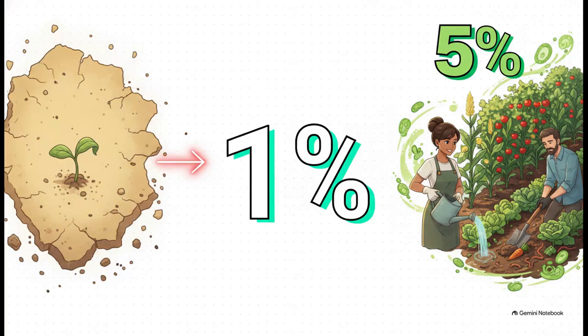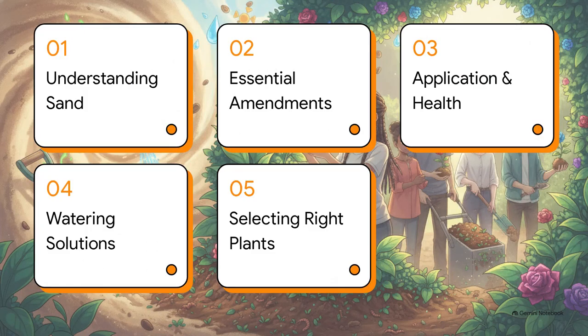Check out this statistic. The typical organic matter found in sandy soils, like those notoriously difficult ones over in Perth, hovers at a mere 1%. Now contrast that with the ideal 5% you really need for a thriving vegetable garden. That massive 4% gap, that's exactly why your soil is struggling, and closing that gap is our primary target for amendment. So, here is our roadmap for today's explainer.